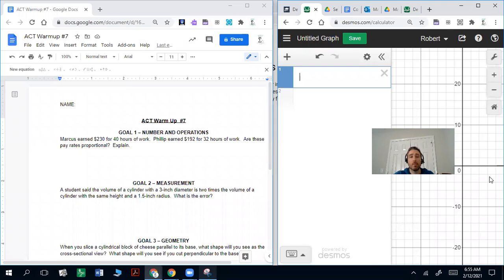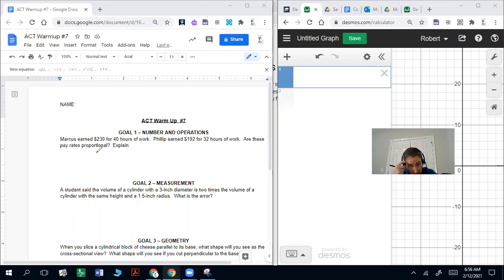All right, this is the ACT warm-up number 7. Goal number 1. Marcus earned $230 for 40 hours of work. Philip earned $192 for 32 hours of work. Are these rates proportional? Divide.